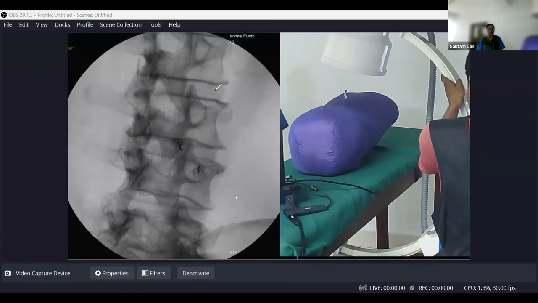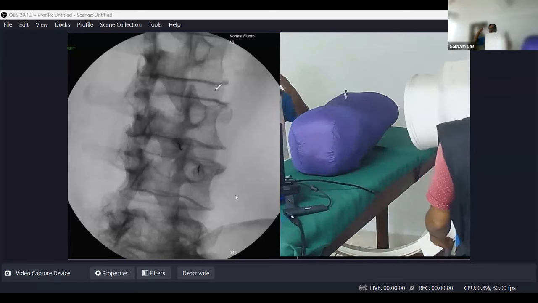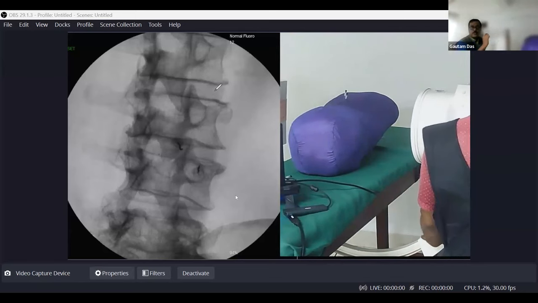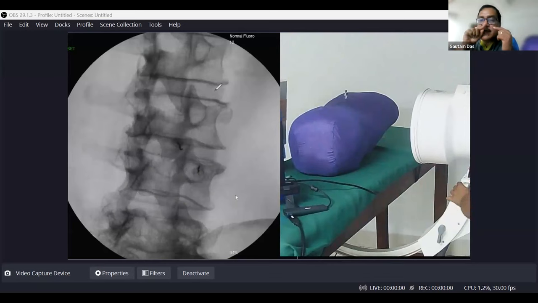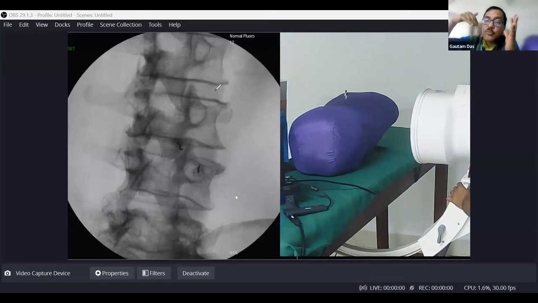So in the lateral view, what will happen? What will you see? My needle for the medial branch is over the transverse process. As I showed you, the transverse process will be seen in tunnel vision as circular and rounded. So your needle should be resting there, not entering into the foramen. And for the facet intra-articular, it will be over the superior or the inferior articular process.